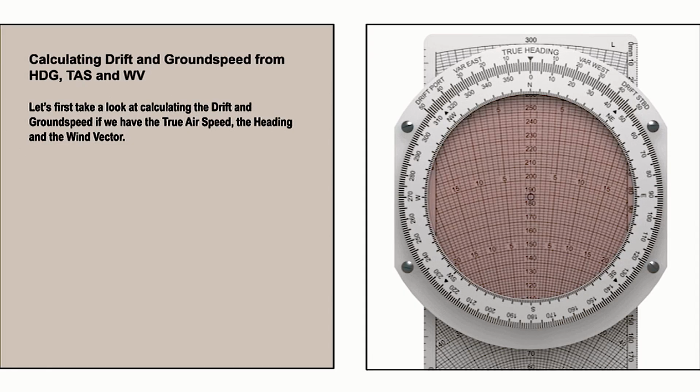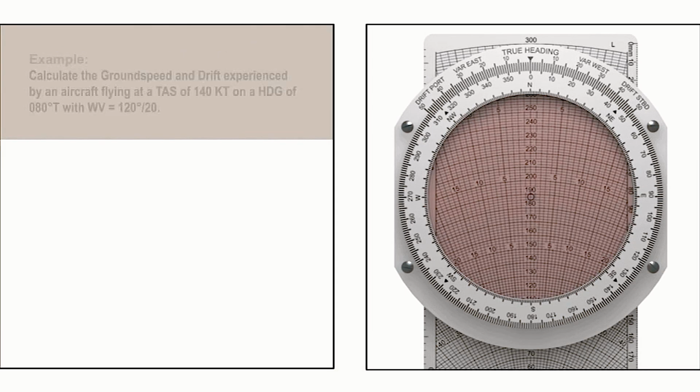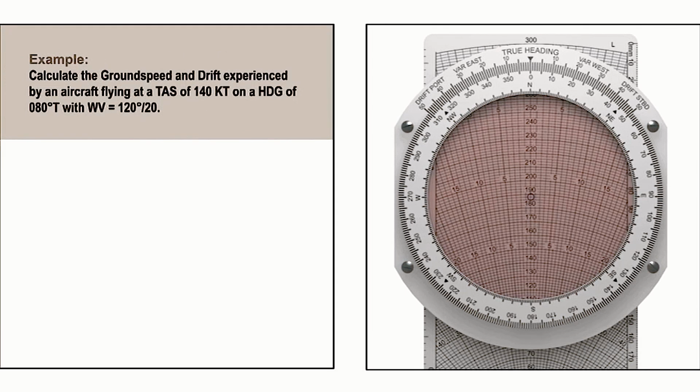Let's first take a look at calculating the drift and ground speed if we have the true airspeed, the heading, and the wind vector. In this example, we are asked to calculate the ground speed and drift experienced by an aircraft flying at a true airspeed of 140 knots on a heading of 080 degrees true with a wind vector of 120 degrees at 20 knots.